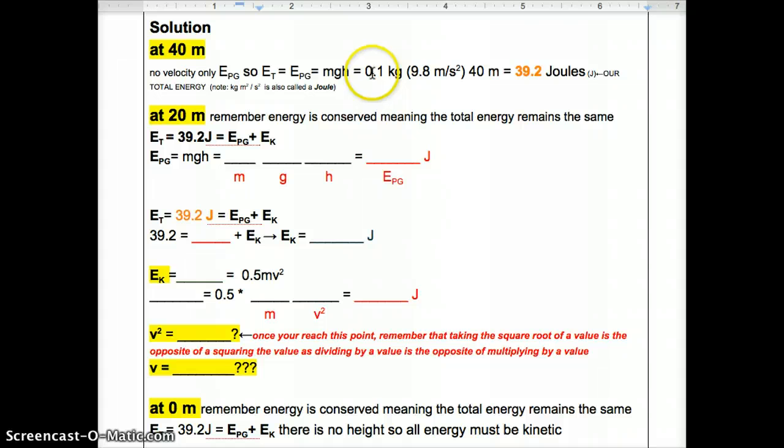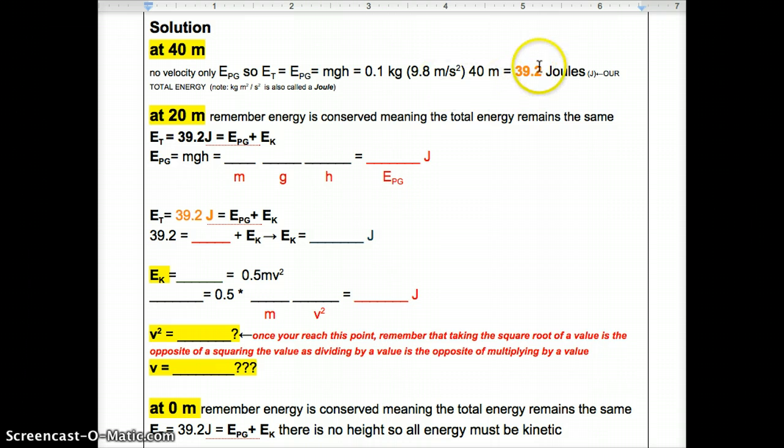So the mass is 0.1 kilograms. The acceleration due to gravity is 9.8 meters per second squared. The height off the ground is 40 meters. That gives us a total energy of 39.2 joules. Now when doing these problems, remember that this number is very important. That'll be the total for at 20 meters and 0 meters. All the energy that's in the system is right there, as long as no work is done on the system and as long as the system doesn't do work on anything else.